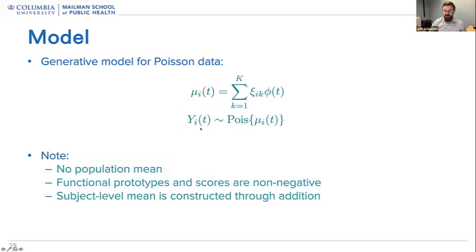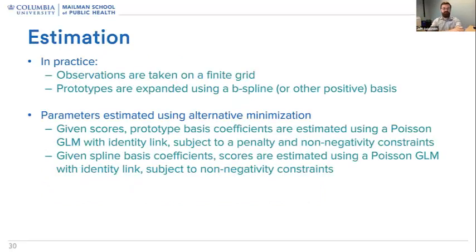And the observed data follows a Poisson distribution at each time point t around whatever that subject-specific mean is. All of these things are going to be things that we try to estimate. The subject-specific mean is going to be constructed through adding non-negative scores to non-negative prototypes and building things up from there.